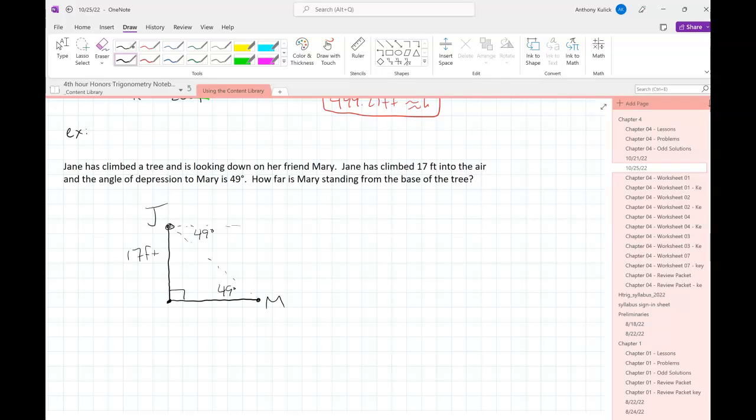But then aren't they the same? Aren't they interchangeable? No, you'll get a different value. Go ahead, Olivia. I'm saying that if you put the 49 here, that's wrong. We're able to put the 49 where the angle of depression is, and then you moved it to where the angle of elevation is. Those are alternate interior angles. Yeah, I get that, but wouldn't they be the same thing?